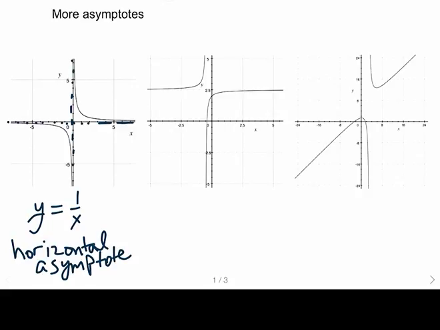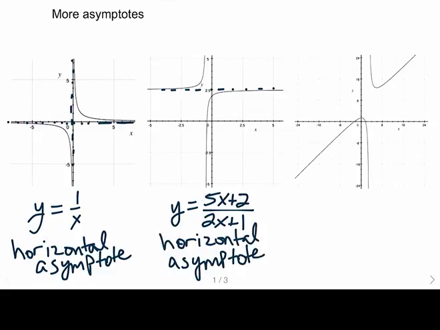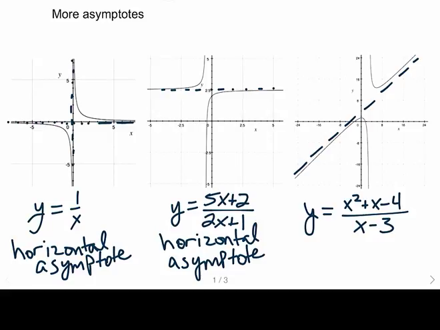The second graph is the graph of y equals (5x plus 2) over (2x plus 1). I don't want you to get wrapped up in that. What I want you to see with this one is that it has a horizontal asymptote that is not the x-axis. The third graph is the graph of y equals (x squared plus x minus 4) over (x minus 3). I again don't want you to get wrapped up in that. What I want you to see with this one is that the asymptote that is governing the shape of at least part of the graph is not horizontal. It's actually called an oblique or a slant asymptote, depending on the author.